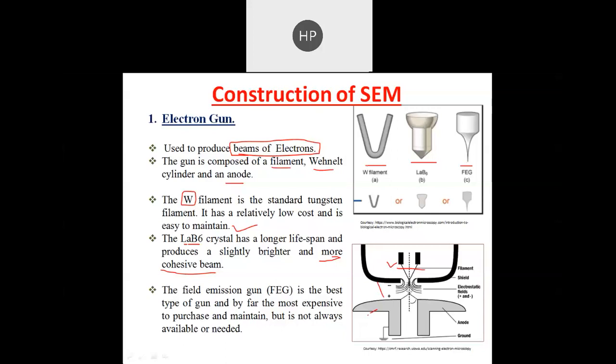Generally in most SEMs we find this tungsten filament because it has a low cost and is easy to maintain. While in special cases where we require a brighter and very cohesive electron beam, we go for either lanthanum hexaboride or a field emission gun. This electron gun has three parts: we have a filament, we have a Wehnelt cylinder, and we have an anode.